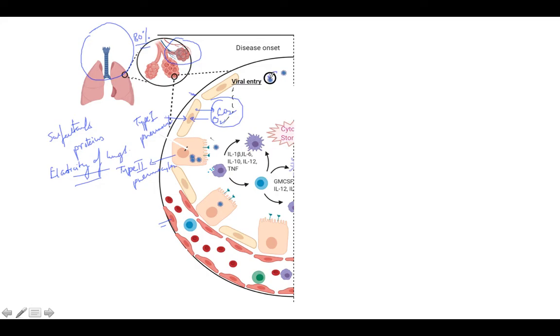So this virus enters the system and reaches the type 2 pneumocytes. Here we have a receptor called ACE2, the angiotensin converting enzyme 2 receptor. These receptors are also present on type 1 pneumocytes, but mostly they are present on type 2 pneumocytes and in larger number. This coronavirus has spikes, called spike proteins.